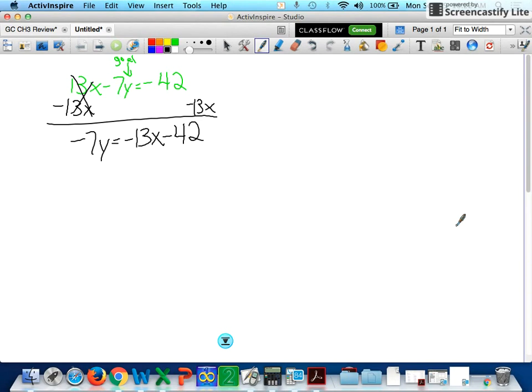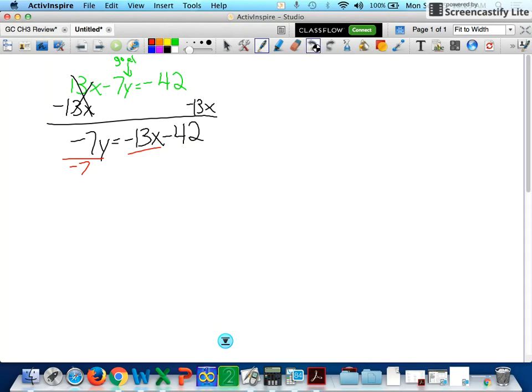So we were back at this problem, and we had just subtracted by 13x, and I was explaining I write the negative 13x first because it's slope-intercept form, and that's what we want. We want the x term first. Well, now we're at our very final step of this problem, and we have to divide by -7 because that y has to be completely isolated.